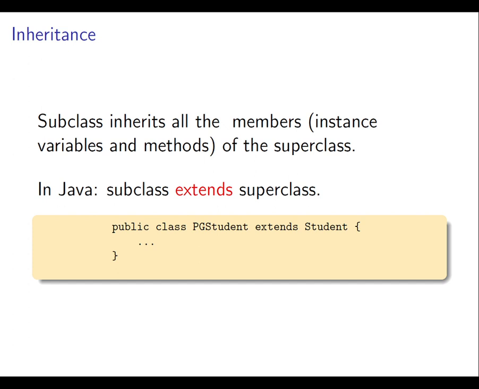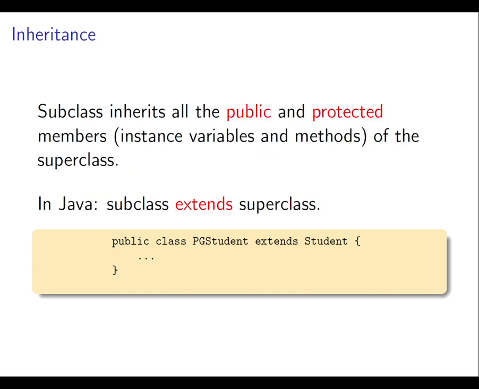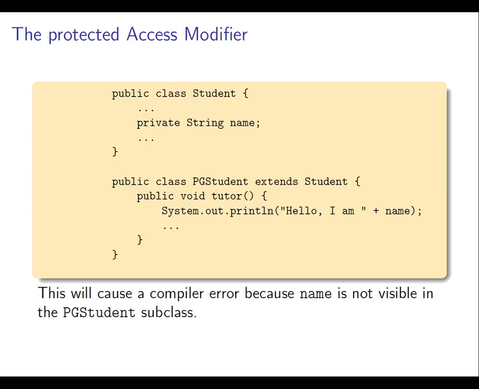Now, here we have again a slightly wrong statement, that a subclass inherits all the members, instance variables and methods of the superclass. I think we're going to correct that in a moment. In Java, we write that by saying that a subclass extends the superclass. Here we go, finally. In fact, a subclass inherits all the public and protected members, that's instance variables and methods, of the superclass. It does not inherit the private ones. This turns out to be very convenient.